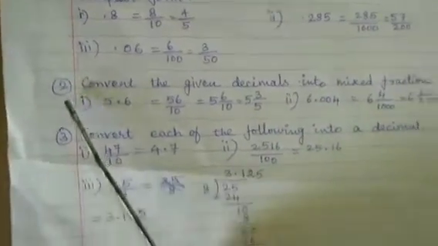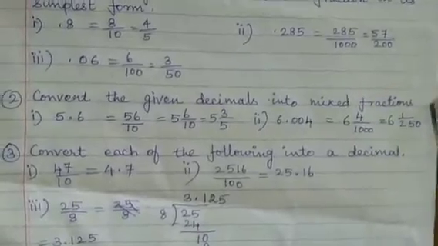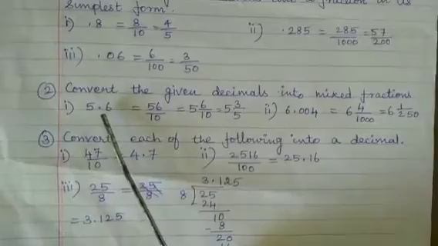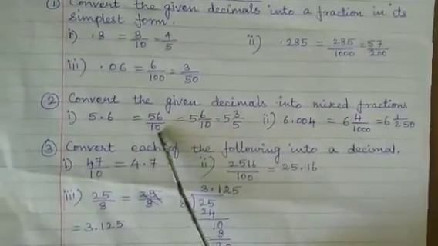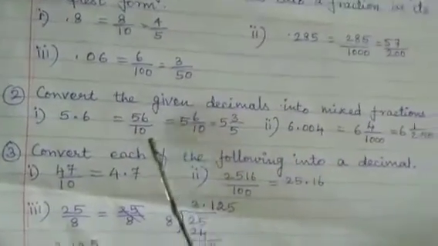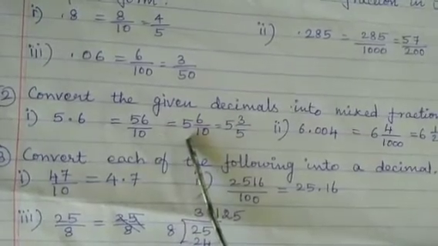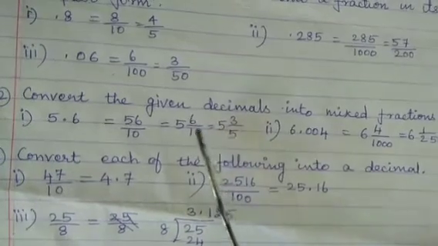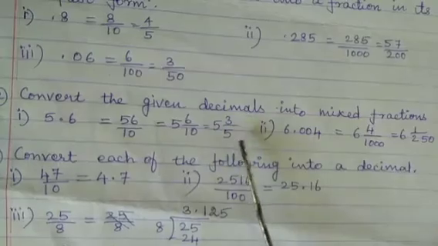Now move to question number 2. Convert the given decimals into mixed fractions. Number 1. 5.6. First, without the decimal point, you write the number 56 by 10. Why are we writing 10 here? Because 1 decimal place is here, so write 10. Then again it is an improper fraction. Already you know how to convert it into a mixed fraction. You divide it, the whole number is 5, 6 by 10. Again 6 by 10, bring it into the simplest form, 5 and 3 by 5.